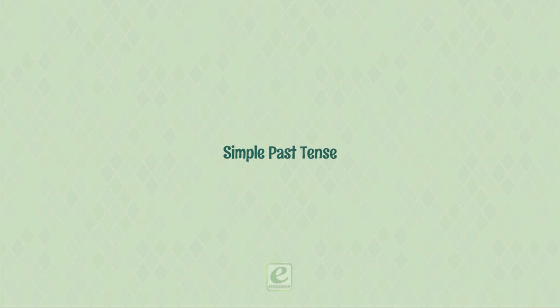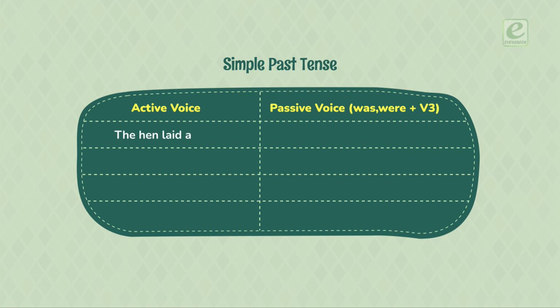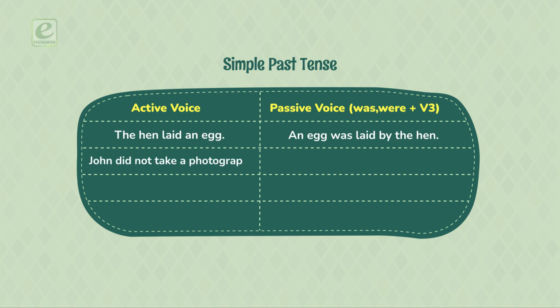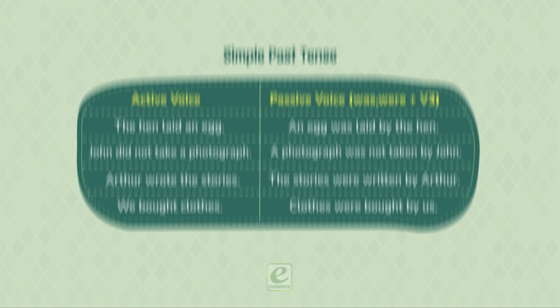Simple past tense. Active voice, passive voice: was, were plus third form of verb. The hen laid an egg. An egg was laid by the hen. John did not take a photograph. A photograph was not taken by John. Arthur wrote the stories. The stories were written by Arthur. We bought clothes. Clothes were bought by us.